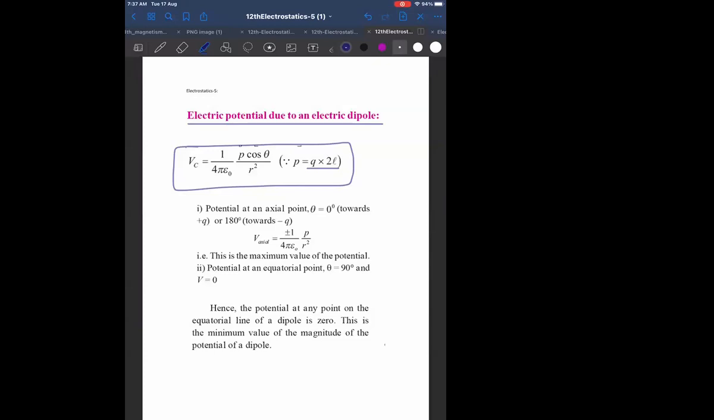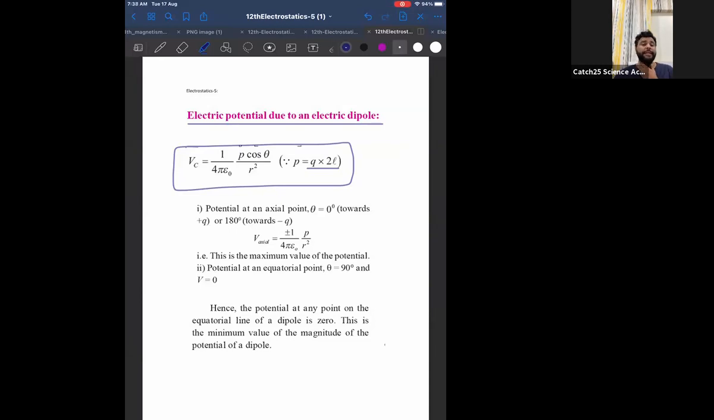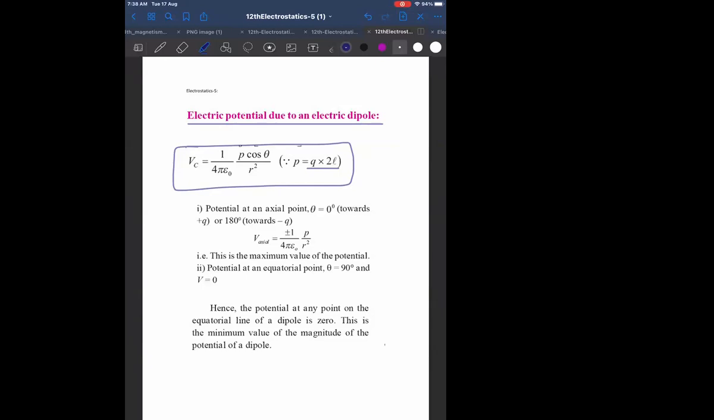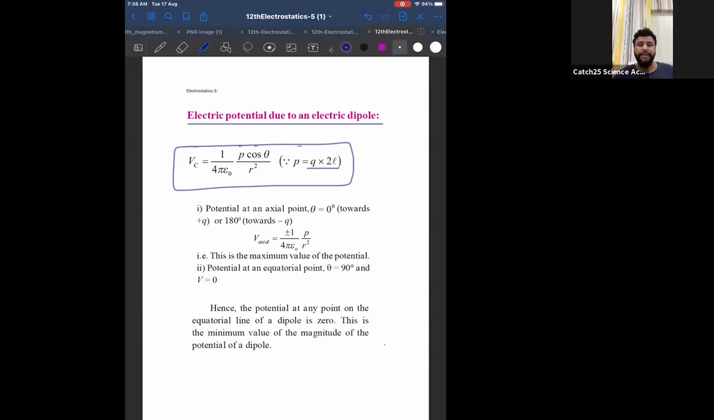Sir, we don't have derivation for this formula. No, we don't have derivation. Not only because it is a deleted portion, you don't have the derivation in your 12 boards even if it was not deleted for this particular topic. Sir, so this entire topic is deleted? Electric potential due to electric dipole. It is not deleted. A little bit of the topic is deleted, but even if the topic was not deleted, the derivation was not a part of your syllabus anyway.